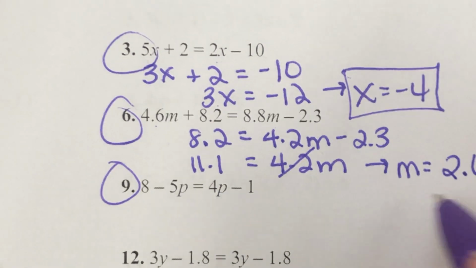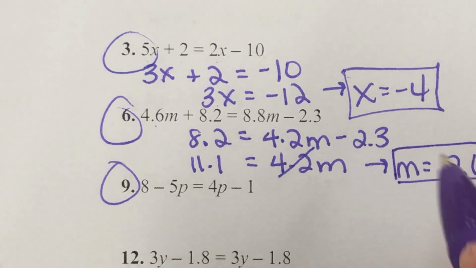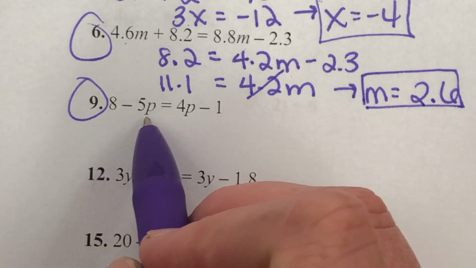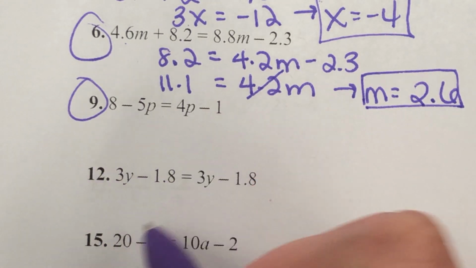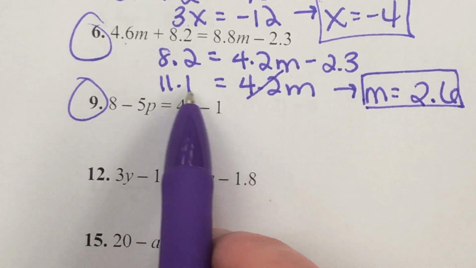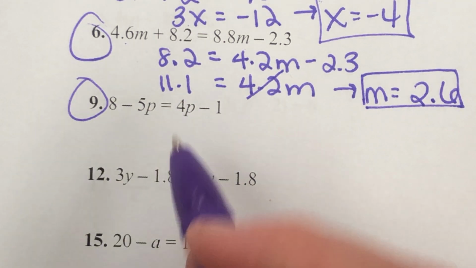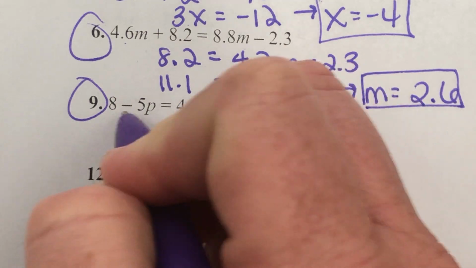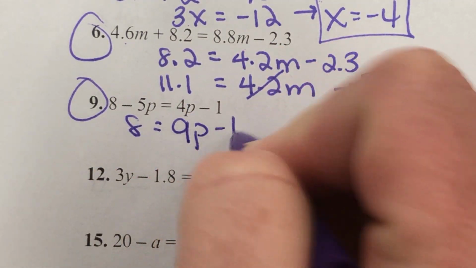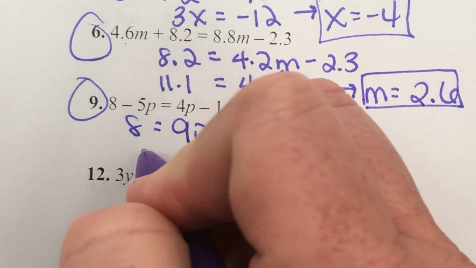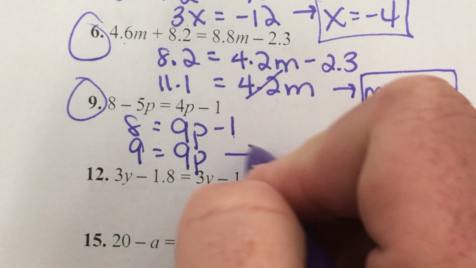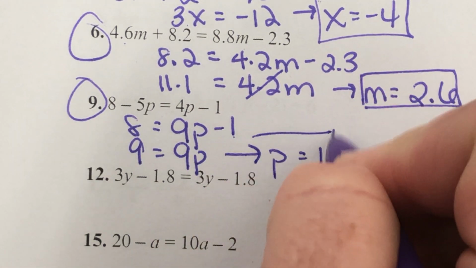Yeah, that was a funny decimal problem. All right, and then number 9, lastly, 8 minus 5p equals 4p minus 1. This is a negative 5p. This is a positive 4p. Which one's the smallest? Negative 5. So I'm going to add 5p to both sides of my equal sign. 8 equals 9p minus 1. Add 1 on both sides. 9 equals 9p. Divide both sides by 9, so p equals 1.